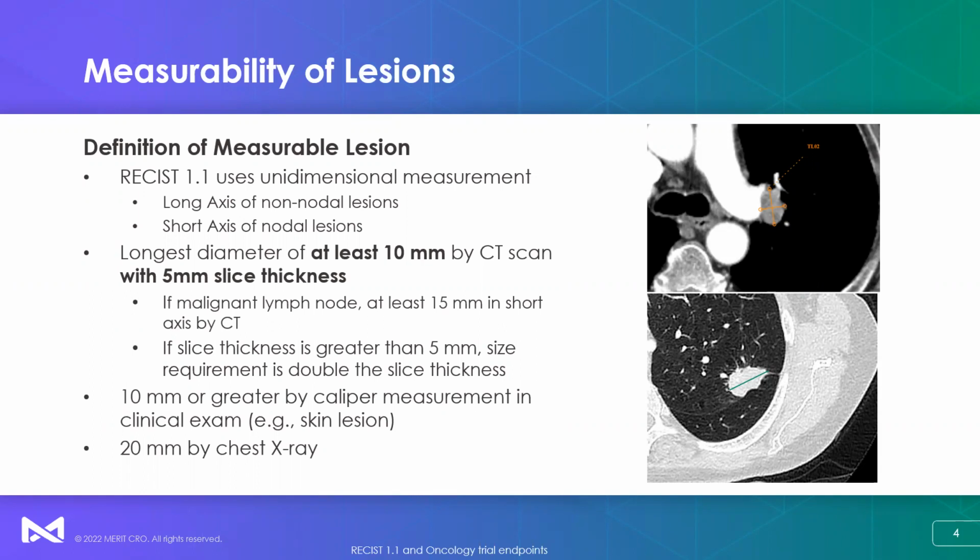Also, the measurability of the lesion is defined by RECIST 1.1, which would be a longest diameter of at least 10 millimeters by CT scan with a 5 millimeter slice thickness. And if it's a malignant lymph node, it will have to be at least 50 millimeters in short axis by CT scan. They also recommend that if the slice thickness is greater than 5 millimeters, the size requirement would be double the slice thickness, which means if the slice thickness was 10 millimeters, the minimum size requirement will become double, which would be 20 millimeters of the longest diameter.